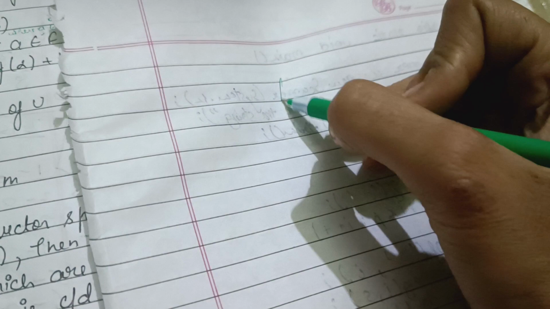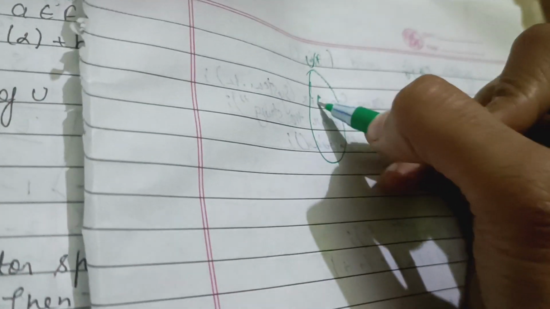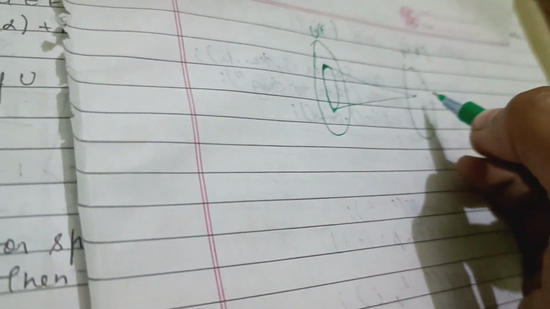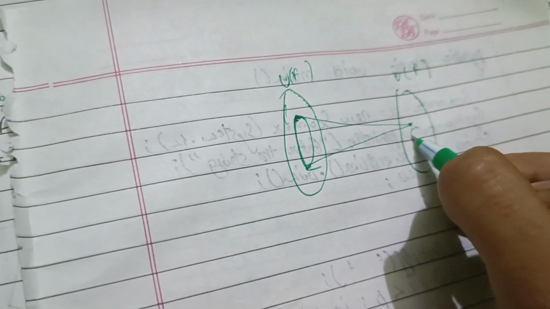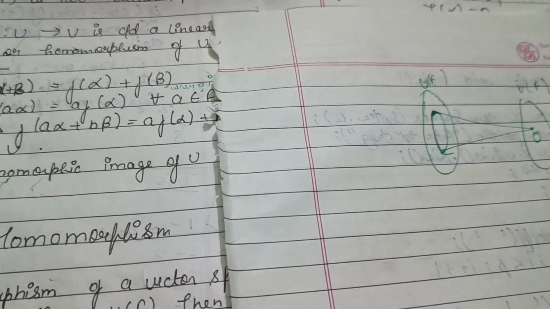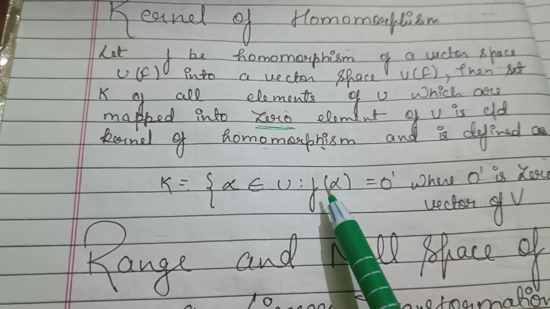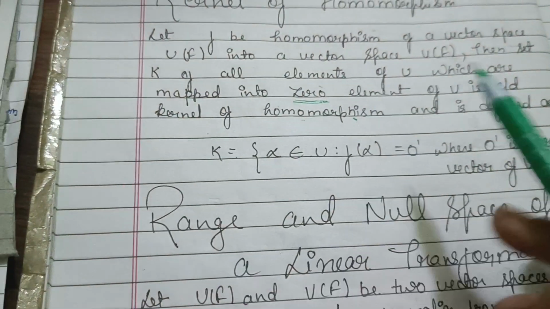Let's suppose this is U(F), and let's suppose this is V(F). Then those elements of U(F) which will be mapped to the zero element of V(F), all those elements will be called the kernel. These we call the kernel. Now let's go back to the topic. There is one condition also that K = {alpha belongs to U such that f(alpha) = 0'}, where 0' is the zero vector of V. That is what I showed to you.